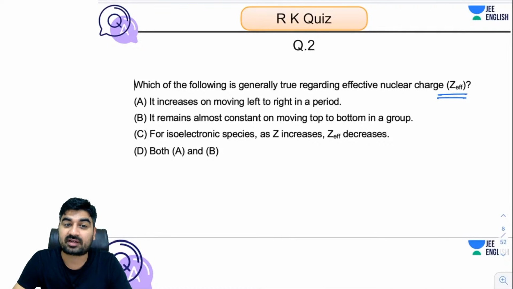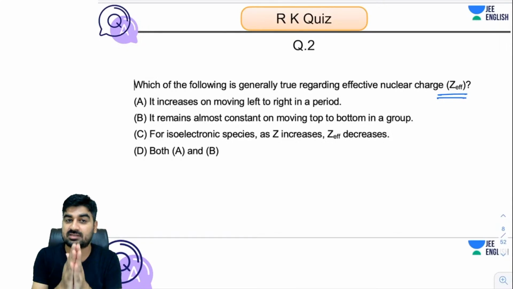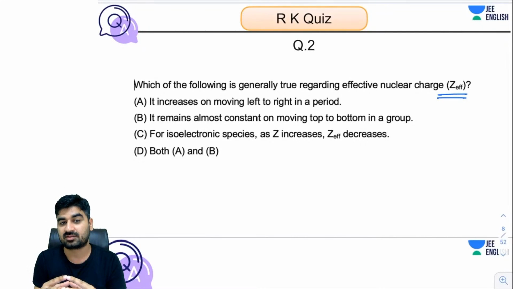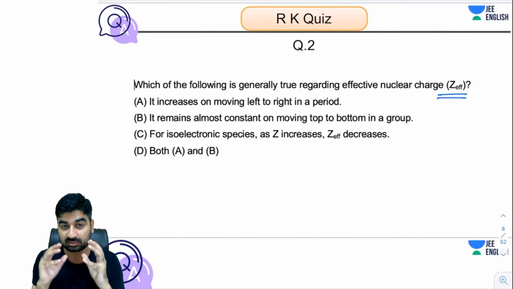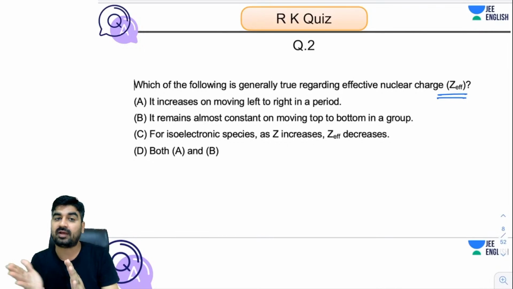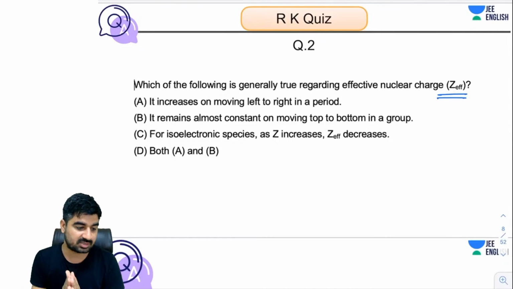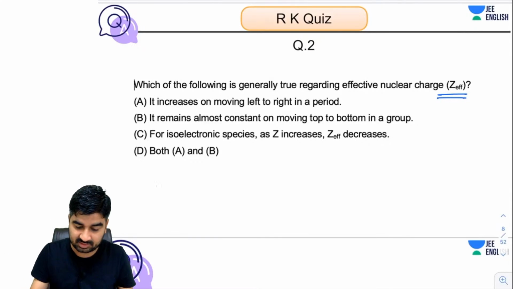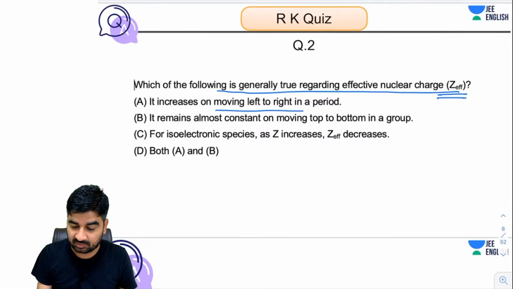I told you that effective nuclear charge, whenever it says Z effective, you consider it as force of attraction, and whenever it says screening, you consider that as repulsive force. So keep in mind, when we move left to right, Z effective increases. When we move left to right, Z effective increases.